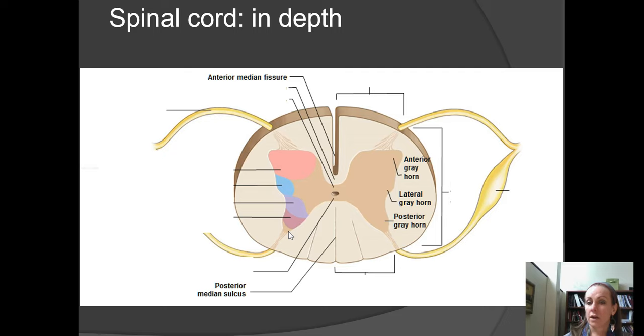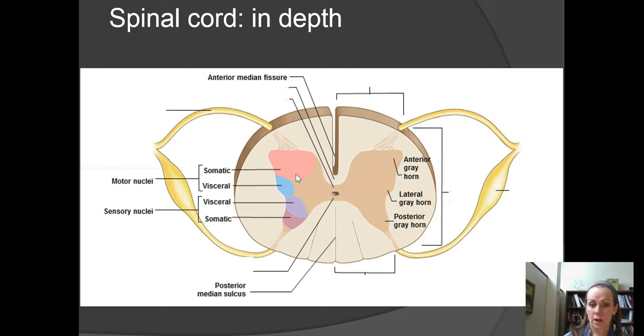We then have our gray horns: anterior, lateral, and posterior. We'll have the same on the other side. And this is where we get to some of the functions that you should know. Okay, so in the anterior gray horn, you are going to have exclusively somatic motor nuclei.